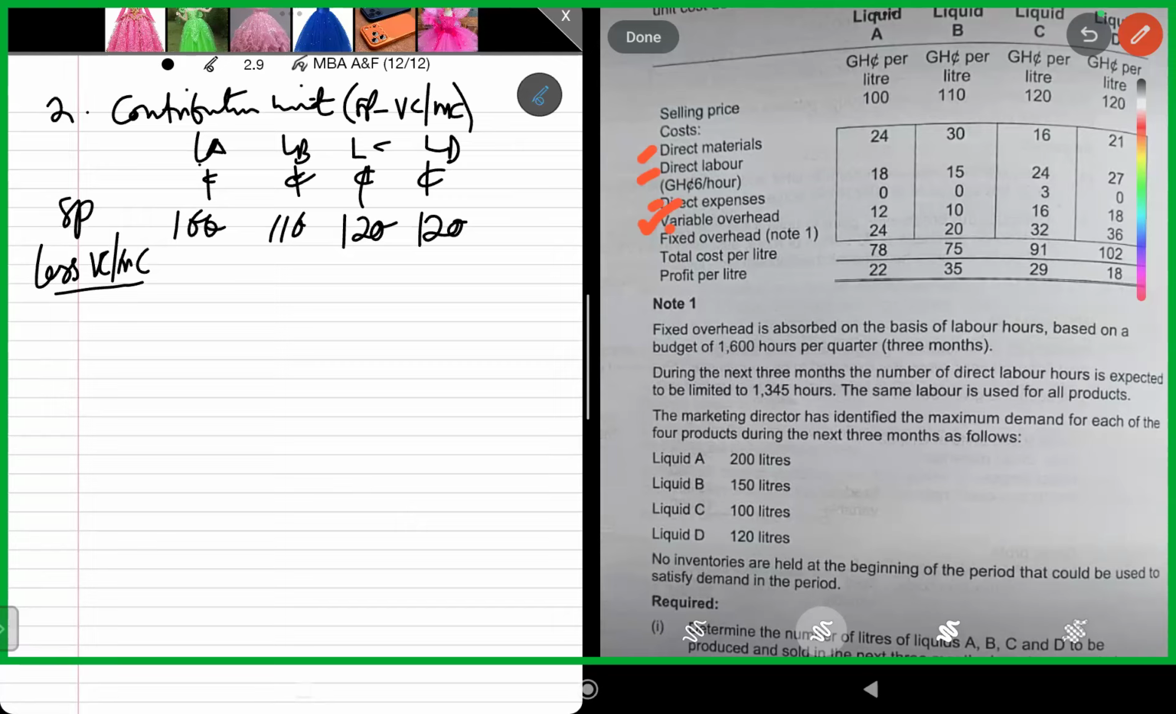Therefore, what we'll do is copy all the three elements here, with their corresponding values, and paste them right under the less variable cost, because those 4 make up the variable or marginal cost. So I'll copy and paste them here. So I'll have DM for direct material, DL for direct labor hours, DEXP for direct expense, then variable overhead.